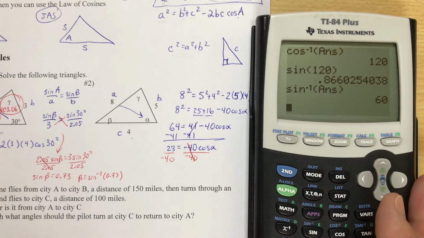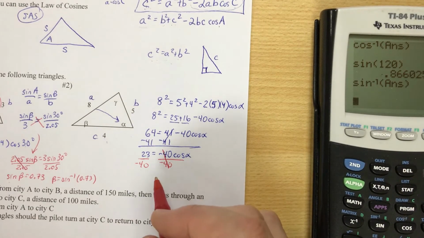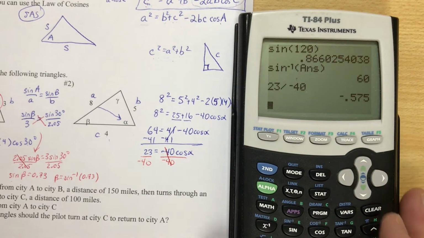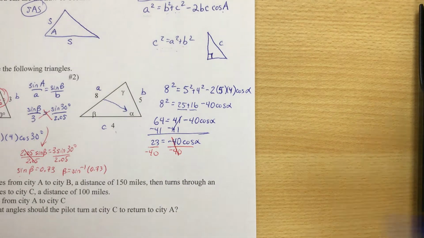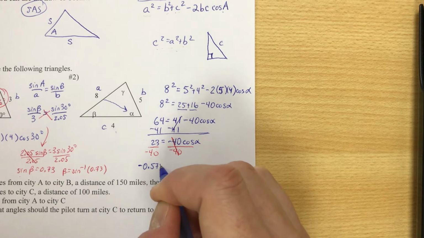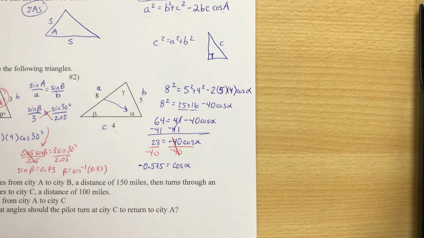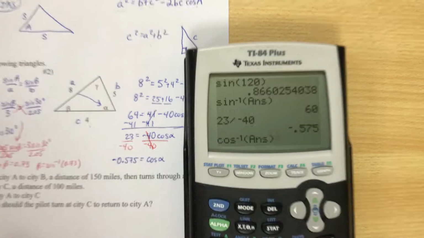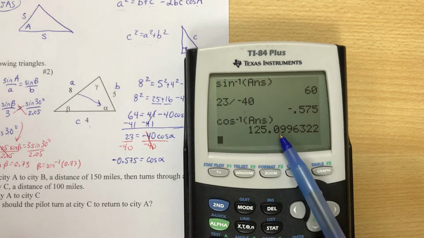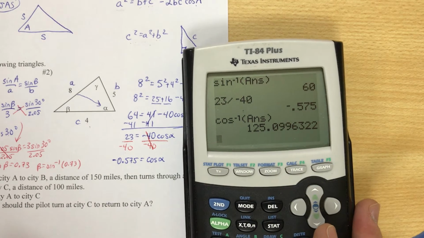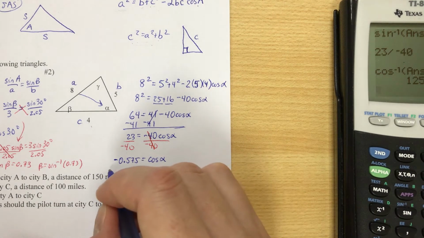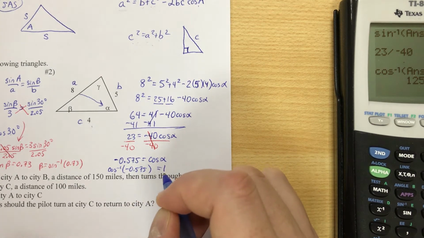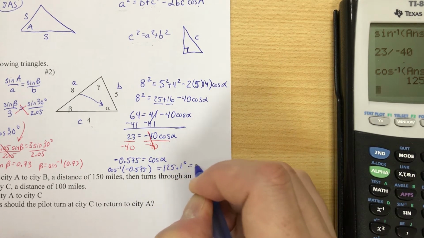Well, to undo the cosine, to break that apart, we have to take the inverse cosine. So 23 divided by negative 40, so negative 0.575. So negative 0.575 is equal to cosine alpha. I'm going to take the inverse cosine now of that answer, and we get 125.1. Okay, so we then took the inverse cosine of negative 0.575, and what we get is 125.1 degrees. That is alpha.